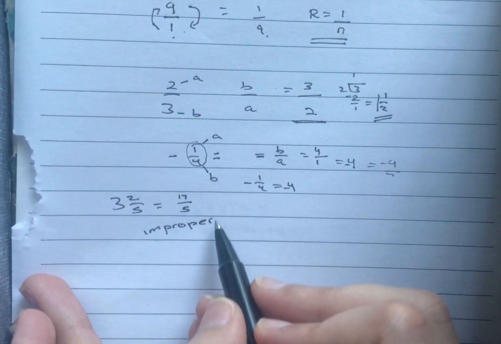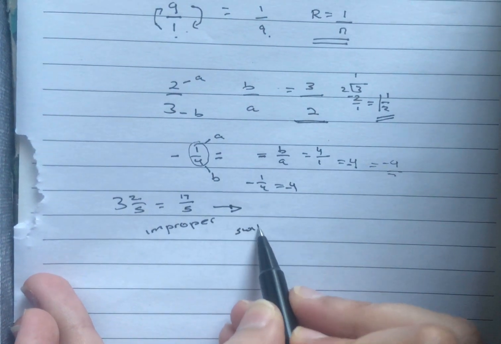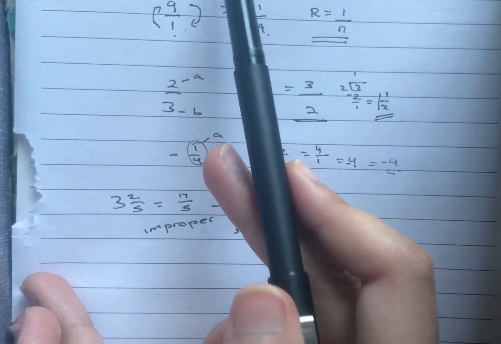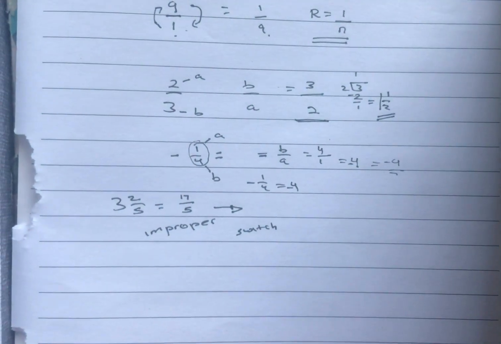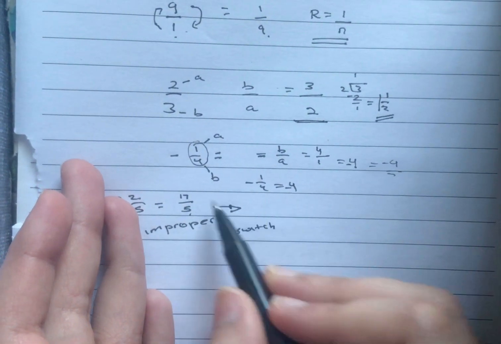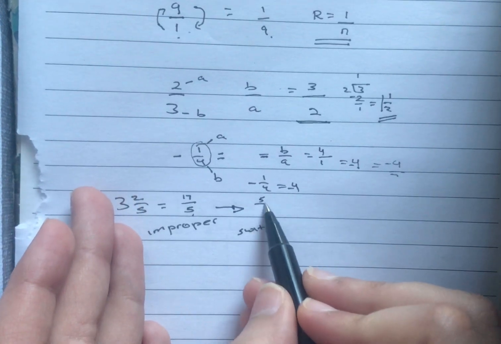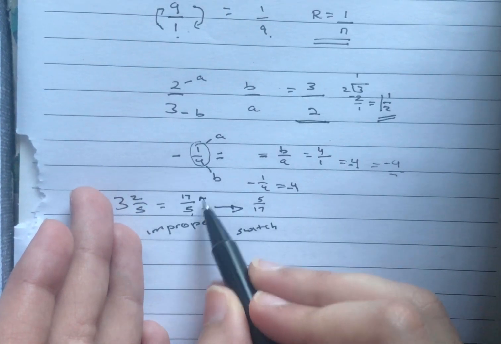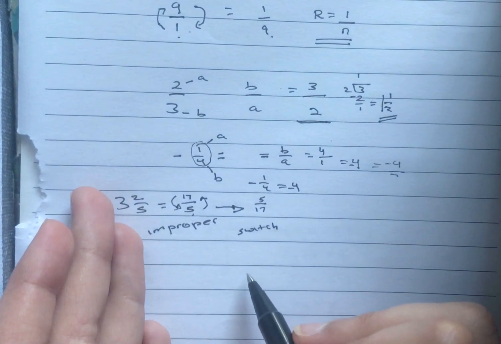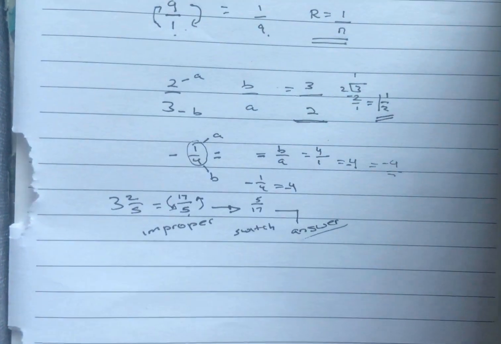The next step is switch. What I mean by switch is take your a down, switch your numerator and denominator. So what is the numerator here? 17. Denominator is 5. So switch the numerator and denominator. 5 over 17. This will go up while this one will come down. So you have your answer right there. Nothing to worry about, right?